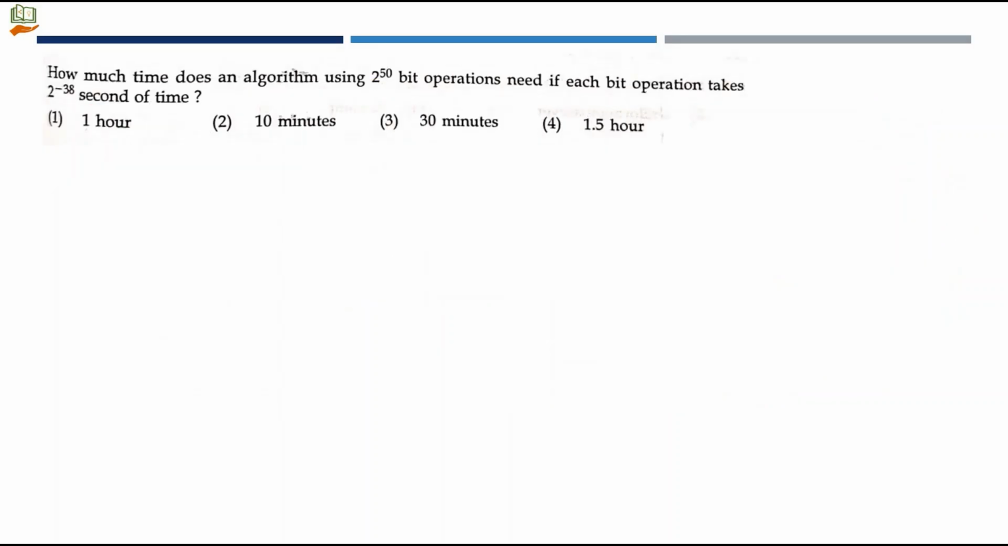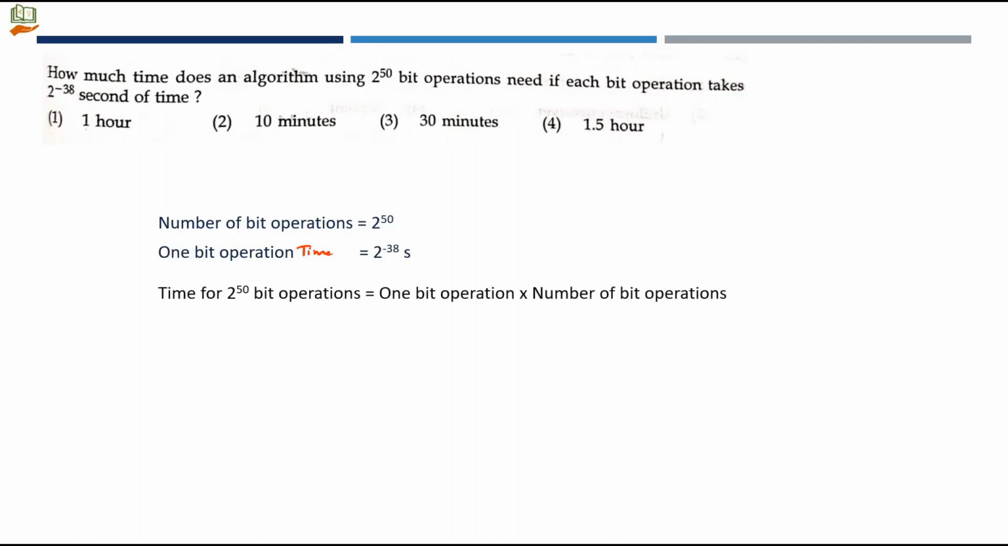Next question: how much time does an algorithm using 2 power 50 bit operations need if each bit operation takes 2 power minus 38 seconds of time? Two values are given here, the number of bit operations and the time for one bit operation. We have to calculate the time for 2 power 50 bit operations. If we have a value for 1x and they are going to ask for 50x, what will you do? You will multiply 50 into the value of 1x. This is what we are going to do.